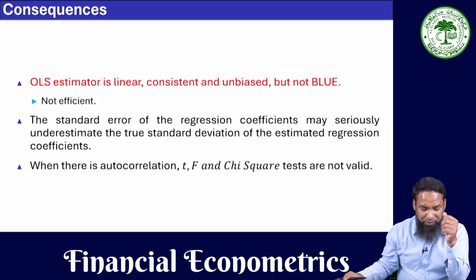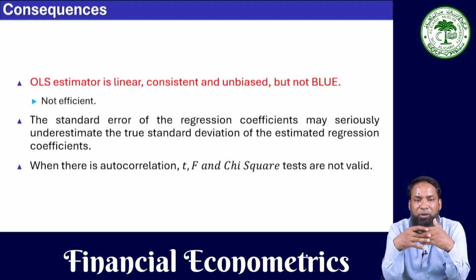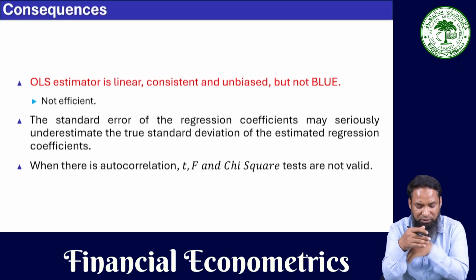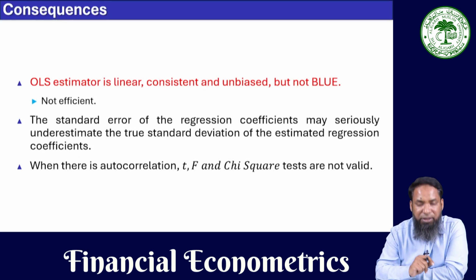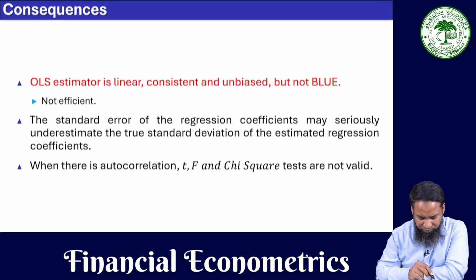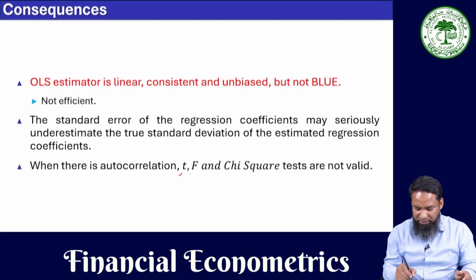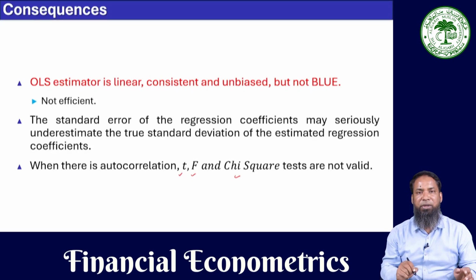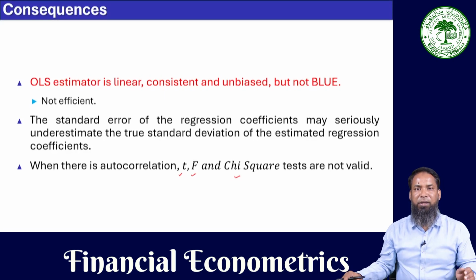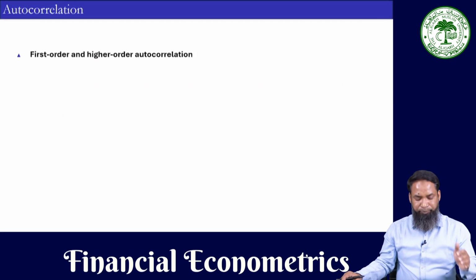Now, if we have this, how is it going to impact our OLS estimates? The first point: the OLS estimators are linear, consistent and unbiased, but they will not be BLUE. That is, they will be linear, consistent and unbiased, but not efficient. So, the standard error of the regression coefficients may seriously underestimate the true standard deviation of the estimated regression coefficient. When there is autocorrelation, the t, F and chi-square tests are basically not valid. We will not have an appropriate interpretation here.